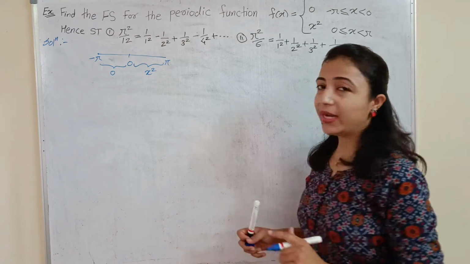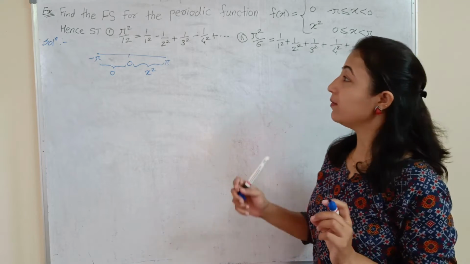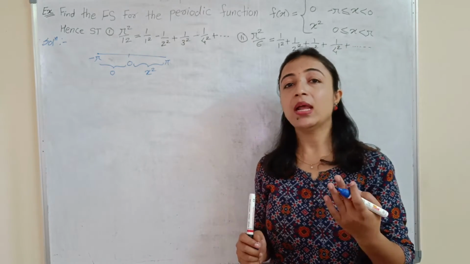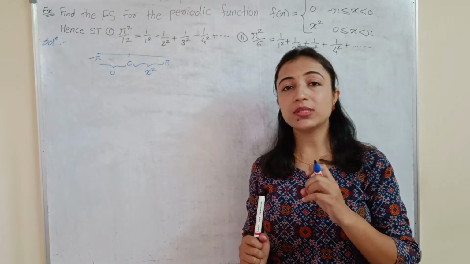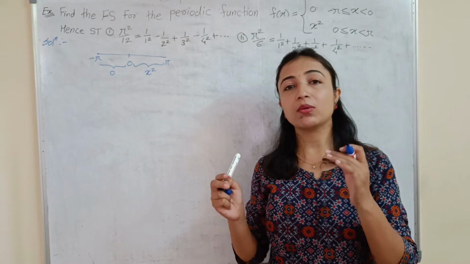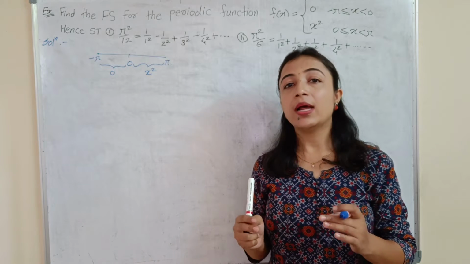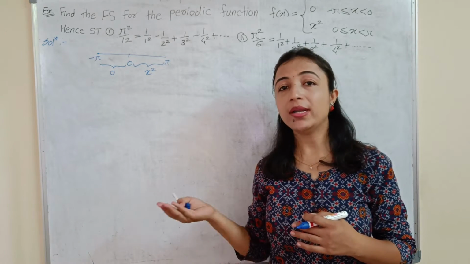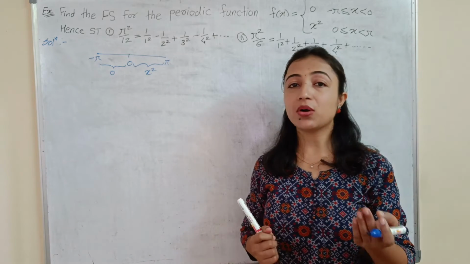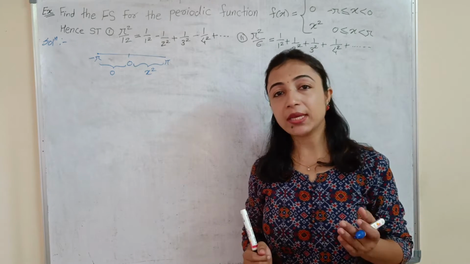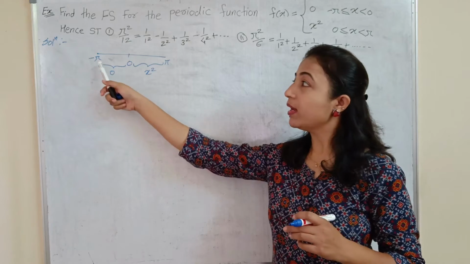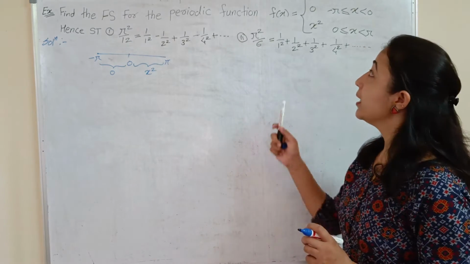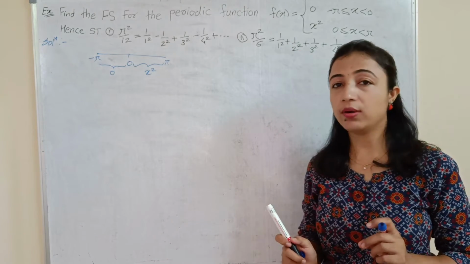Now when we are given the interval minus a to a, that time we use the concept of even and odd, because when we use even and odd, our calculation part will be reduced. When it is an even function, you only have to find a naught and an. If our function is odd, then we can find only bn. So here our interval is minus pi to pi, that first condition is there, but it is neither an even nor an odd function.